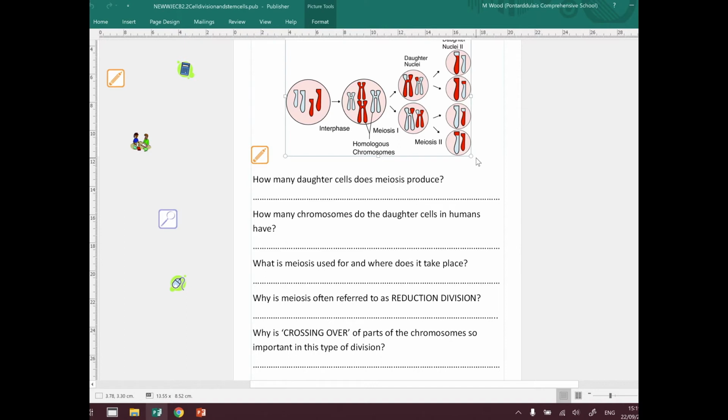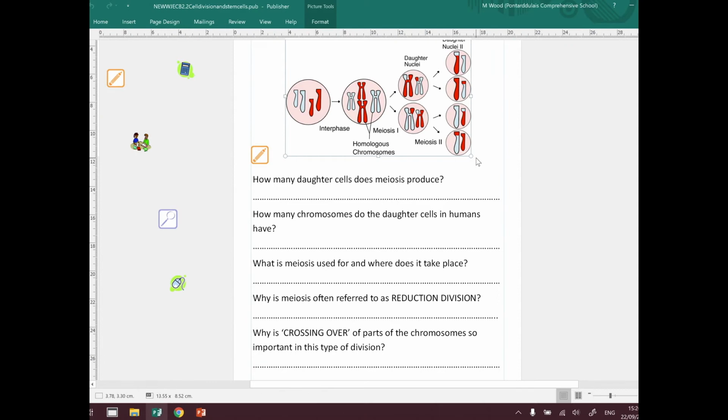And where does it take place? Inside the sex organs. It sometimes is referred to as reduction division. That word reduction means to make less, to reduce, and it's referred to as reduction division because the chromosome number is being halved. Why is crossing over of parts of the chromosome so important in this type of division? Is to ensure variation.